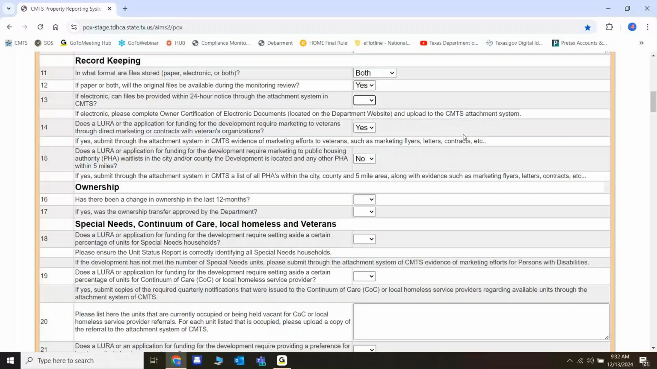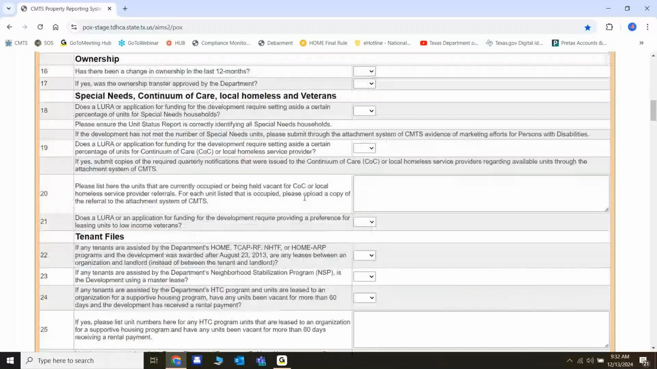Okay, we'll go here to ownership. This is a quick, just two questions. Has there been a change in ownership? Yes or no? This is usually no. But if yes, well, let's say if it's no, the next question is just going to be blank. I don't think there is an NA. You're just not going to answer it because it's just if yes.